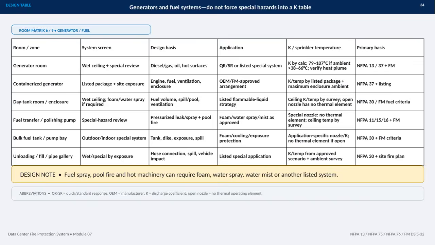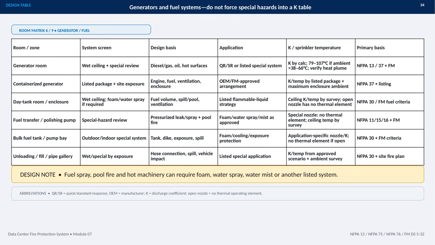This room matrix focuses on generator and fuel system areas, where the protection strategy depends on the hazard, not simply on selecting a sprinkler K-factor. The key point is that fuel spray, pool fire, hot machinery, ventilation, and enclosure conditions may require foam, water spray, water mist, or another listed system.